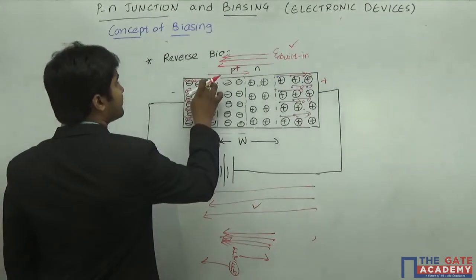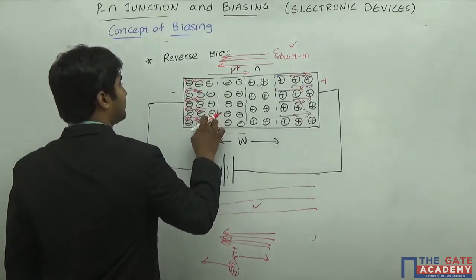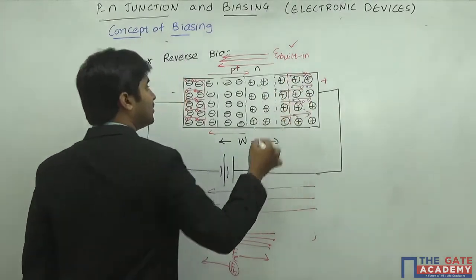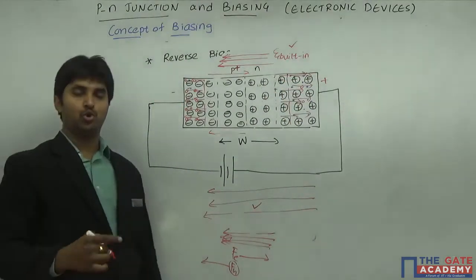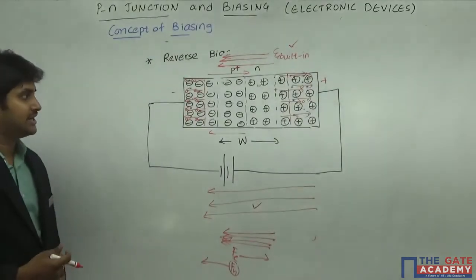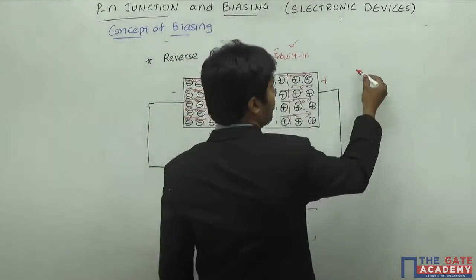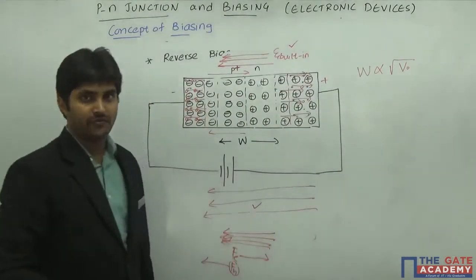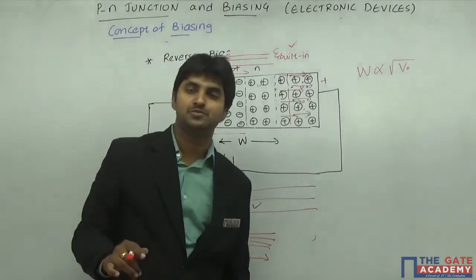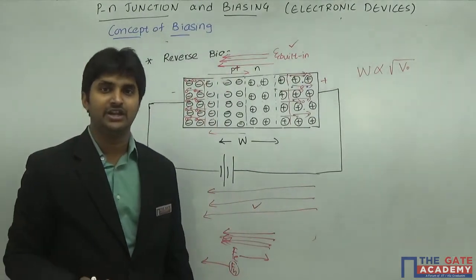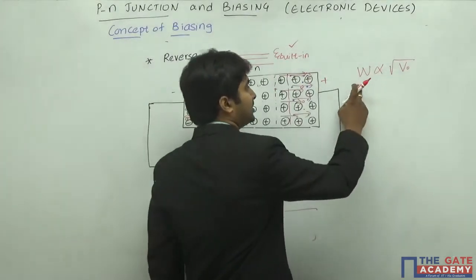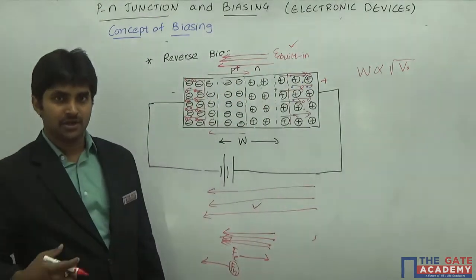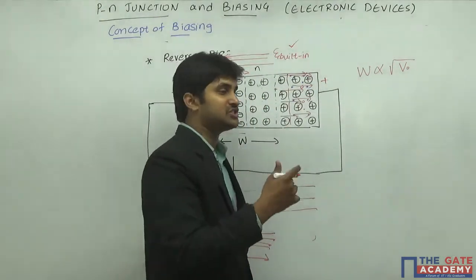Now what happens if the holes are vacating here? The width of the depletion region is going to become higher and higher. The width of the depletion region was proportional to the square root of V naught in the previous case. If you remember, we have a formula W is equal to square root of 2 epsilon by q into (1 by Na plus 1 by Nd) into V naught. So the width of the depletion region is proportional to the voltage drop, which was the built-in voltage if you don't apply any bias. Now the width of the depletion region is going to increase.